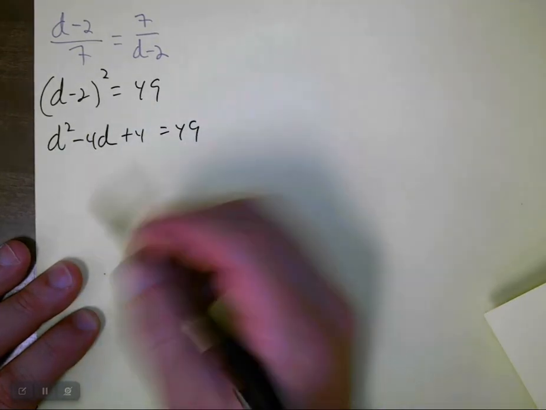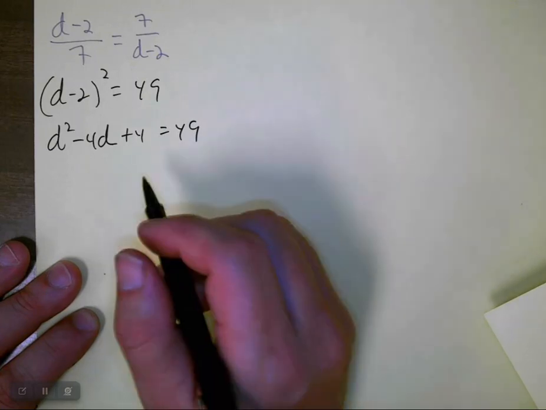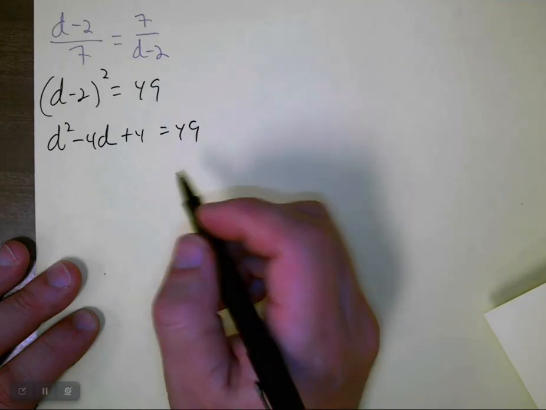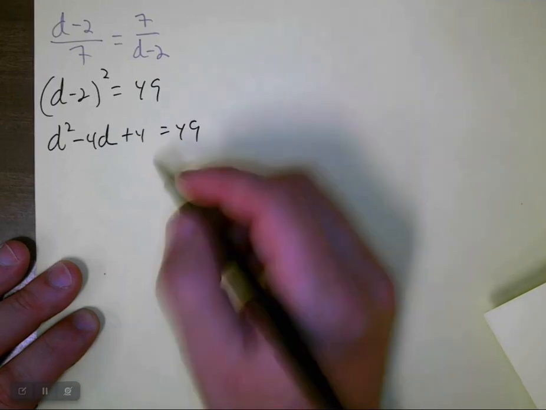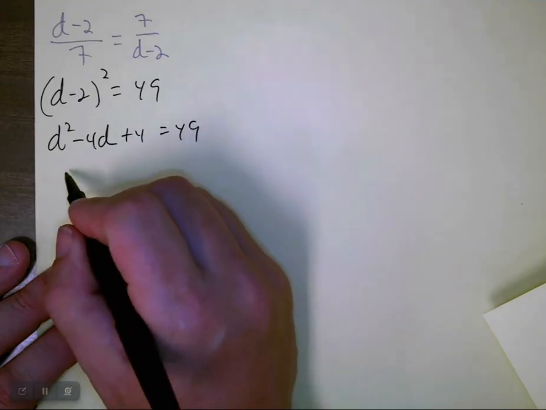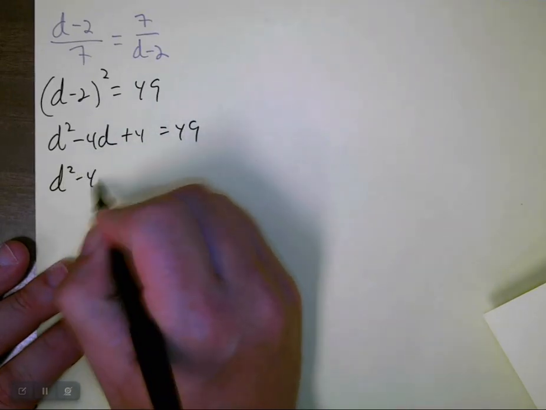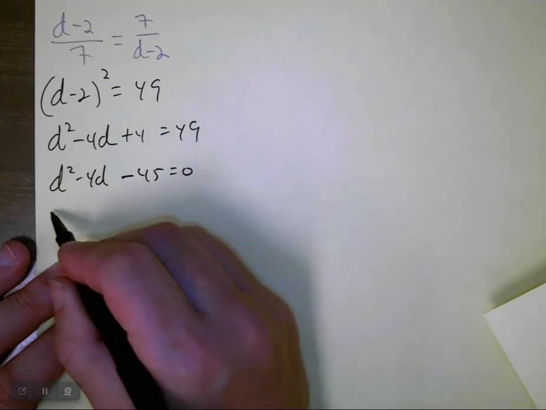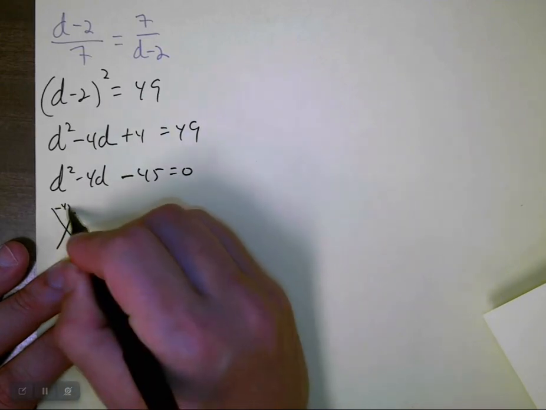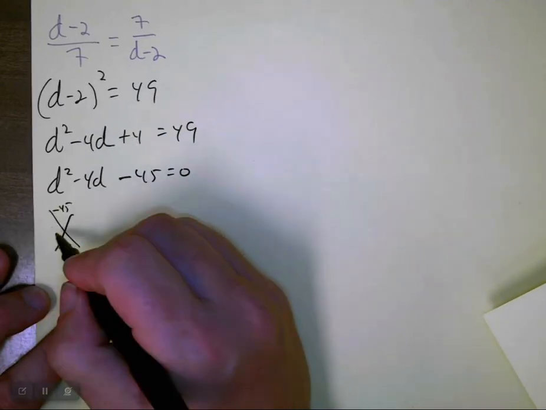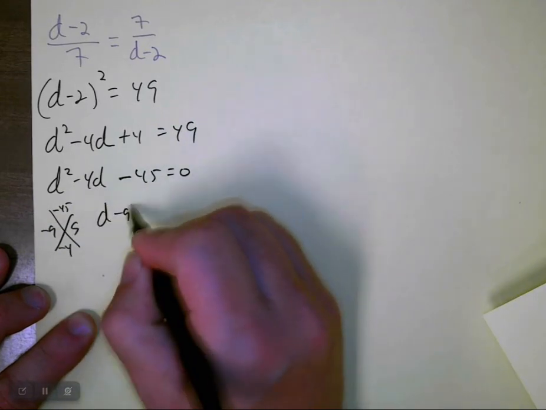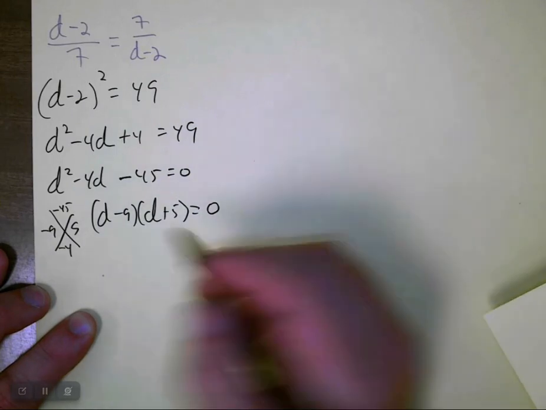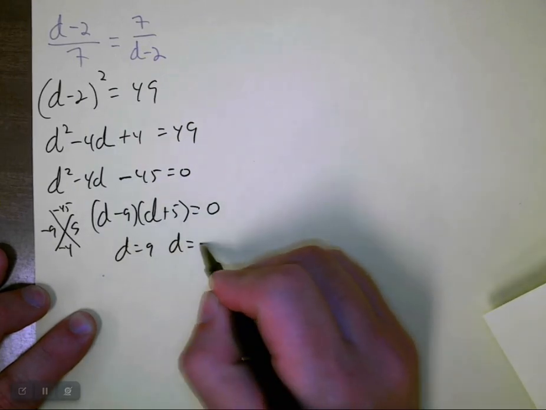Now you could solve this any way you want to do it. If you want to solve it by factoring, feel free. Or you can solve it by completing the square. I'm going to solve it by factoring since you guys love factoring. I'm going to bring that 49 over, so I get d squared minus 4d minus 45 equals 0. My factors are negative 45 that add up to negative 4. I think that's negative 9 and 5. So d minus 9, d plus 5 equals 0, so d equals 9 and d equals negative 5.